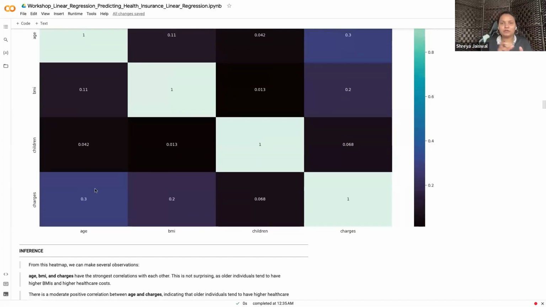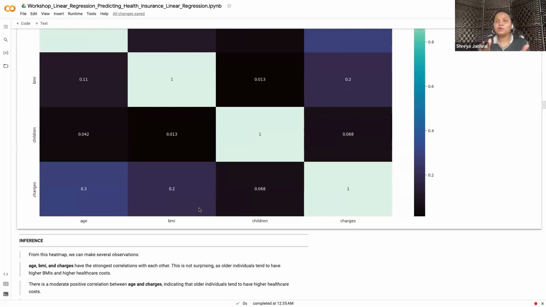Usually they are scaled from 1 to -1. That's the range. And if it is closer to 1, then we say it's positively correlated. That means with every increase of that particular variable, I will see my response variable increasing as well.